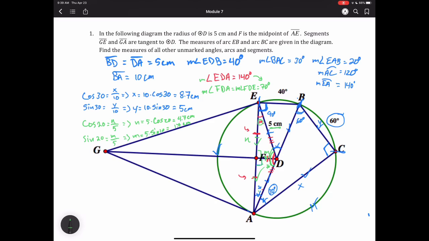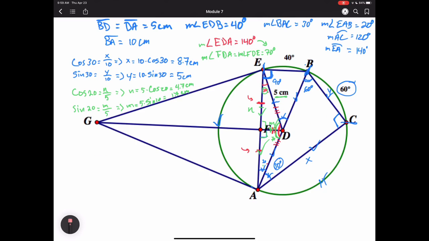So let's see. We're nearly finished. We're getting close. Now we just need to look at this big triangle over to the left side with those tangents intercepting point G. So now we just need to figure out these angles and side lengths to the left. We really just need GF, GA, GE, and then the measures of angles GEF, GAF, EGF, EGA, and AGF. So just a couple things left.